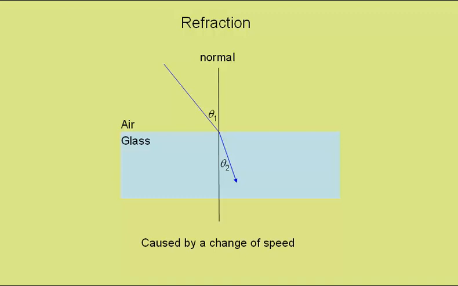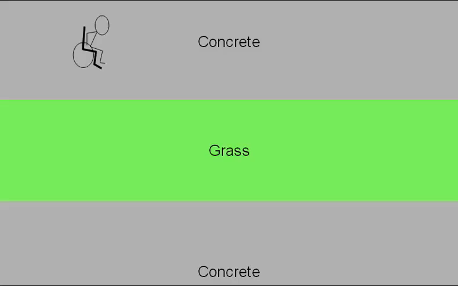This refraction is caused by a change of speed, a slowing down as the light travels from air into glass. We can understand why this happens if we consider a wheelchair moving from concrete onto grass and then back onto concrete. When the wheelchair has travelled to this point, the wheel nearest to us will be on the grass and will slow down, causing the wheelchair to change direction slightly. At this point, the wheel nearest us will reach the concrete first, speed up, causing the wheelchair to go back to its original direction. Something like this.